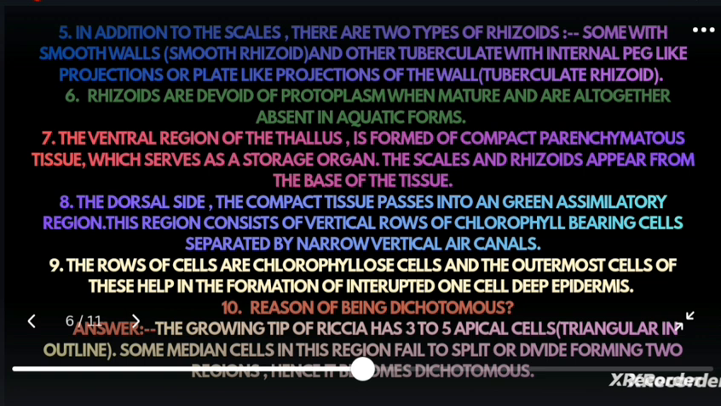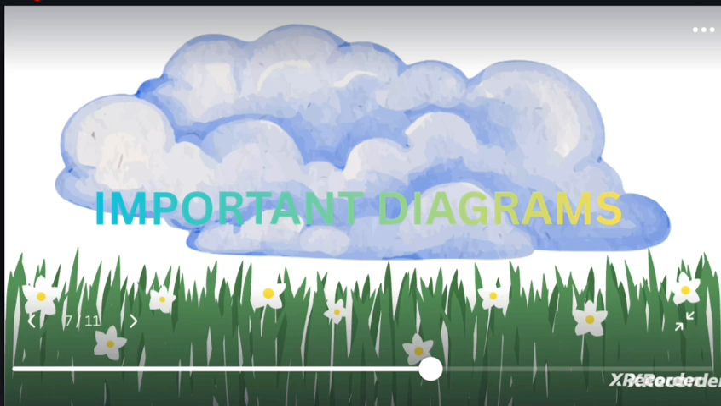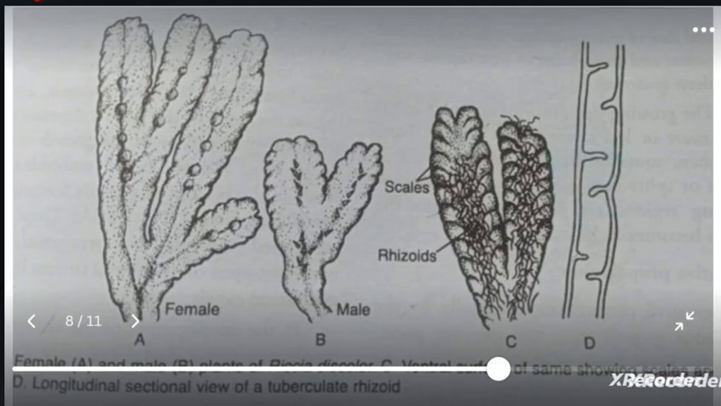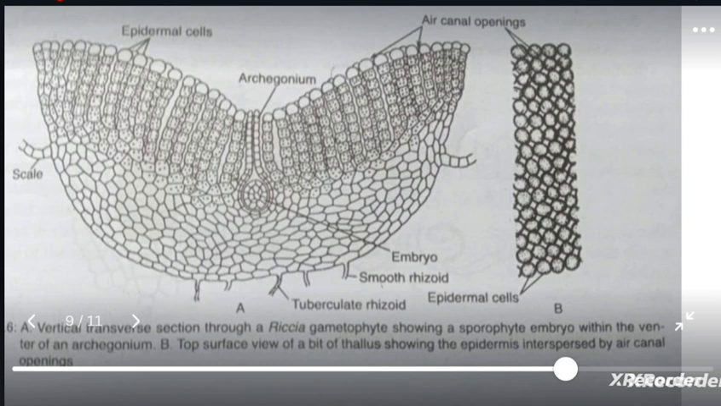Next, I am going to talk about the important diagrams. This is the diagram of the rhizoids, not as important, but this next diagram is very important. This is the thallus structure of Riccia. You can see the scales, and the archegonium in the middle, that's the female portion. At the bottom you can see the tuberculate and the smooth rhizoids. At the top you can see the epidermal cells and the air canal openings, which I mentioned. This diagram is very important from the point of view of BSc.